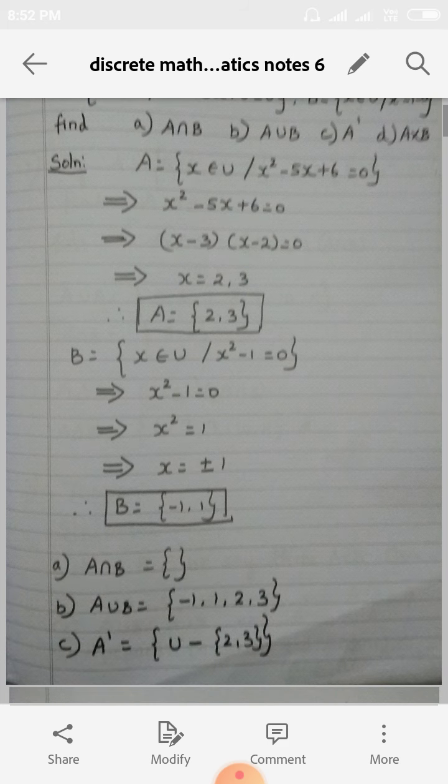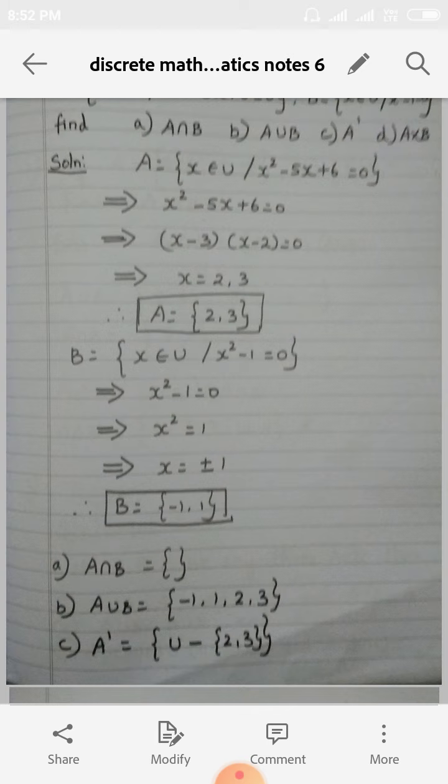Similarly, B. B is equal to the set of all x belongs to U such that x square minus 1 is equal to 0. So we solve the equation x square minus 1 is equal to 0. We get x square is equal to 1, or x is equal to plus or minus 1. For the set B is equal to the set of minus 1, 1.